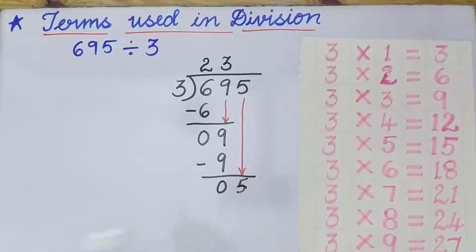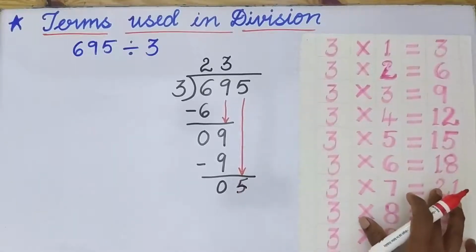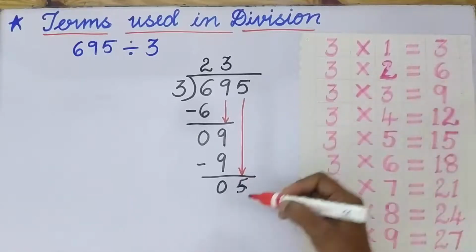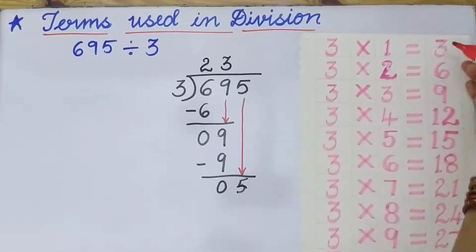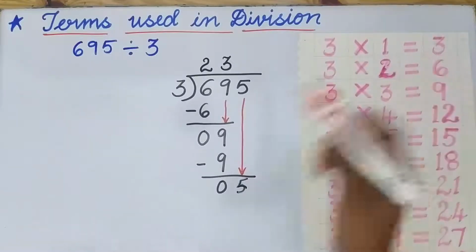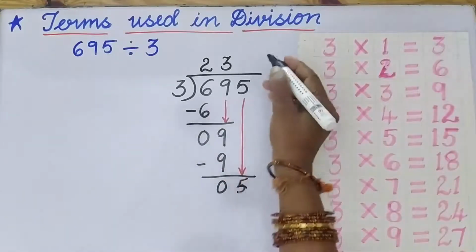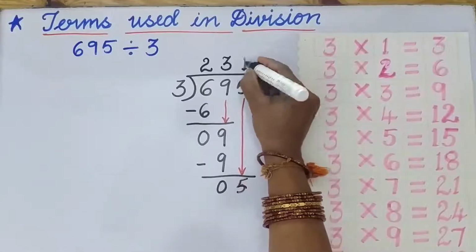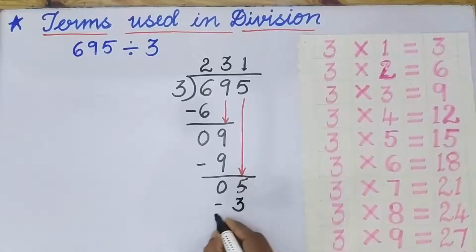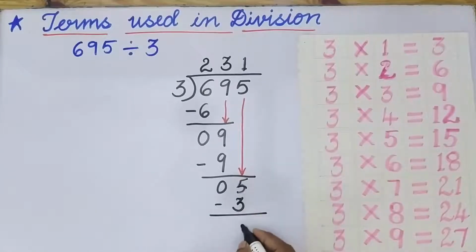Alright. Now, do we have 5 in the table of 3? No. Then what should be done? Here 3 2s are 6, which will be greater than 5. We should take the previous one. That is 3 1s are 3. Here we do get 3 1s are 3. 1 should be written here, and 3 here. Subtract, and we do get here 5 minus 3 is 2.